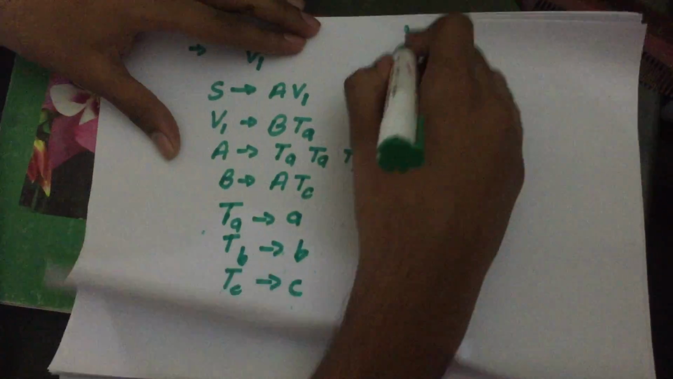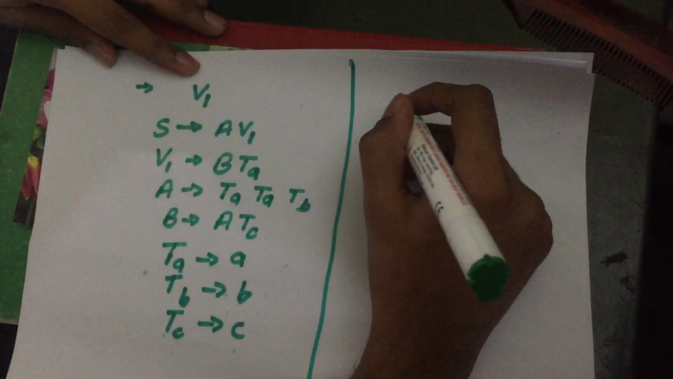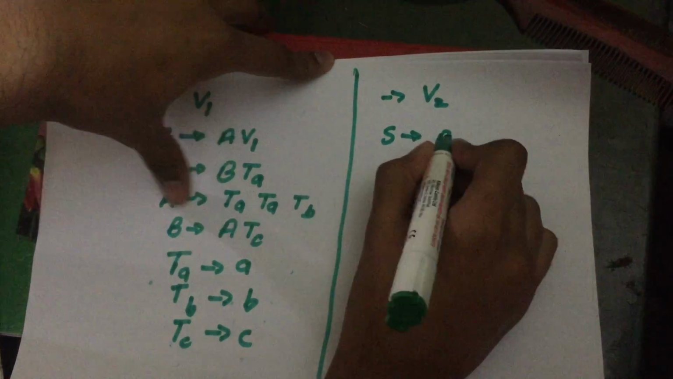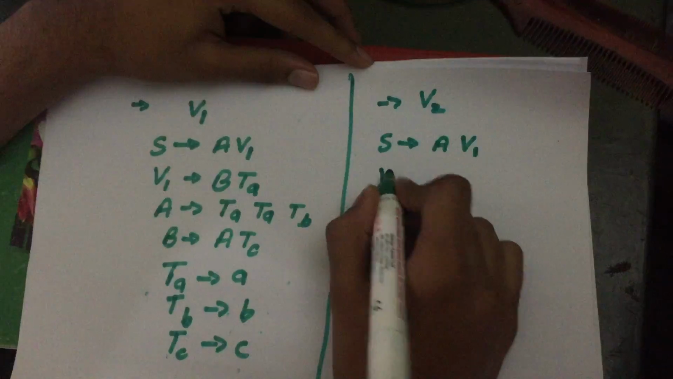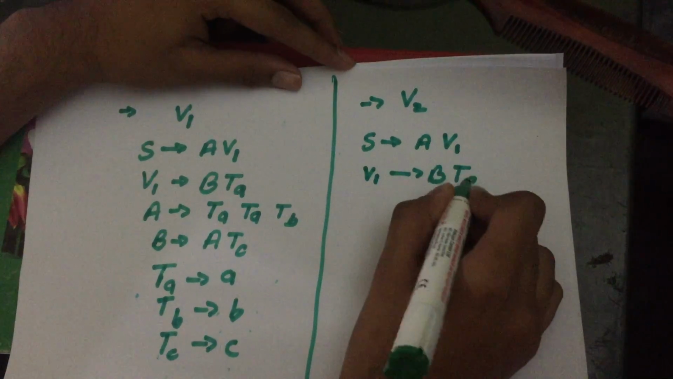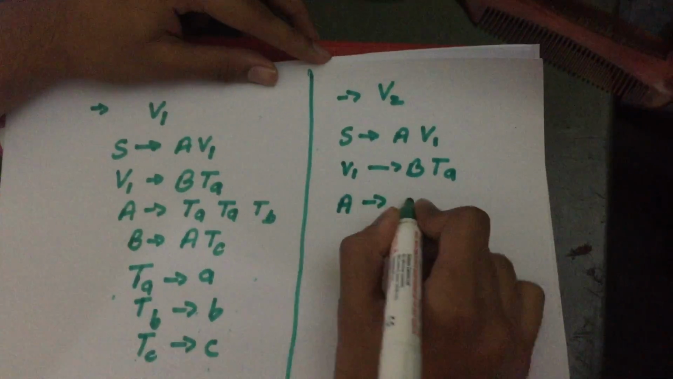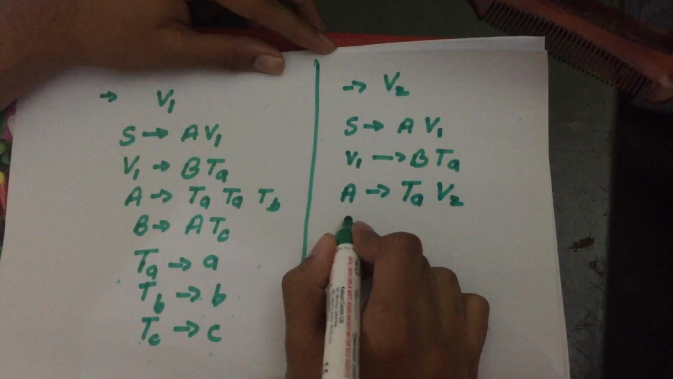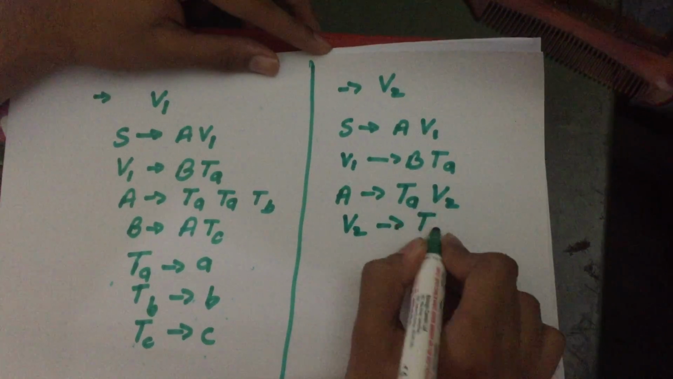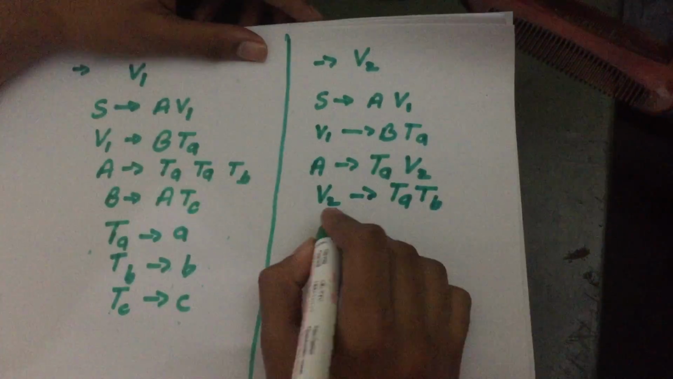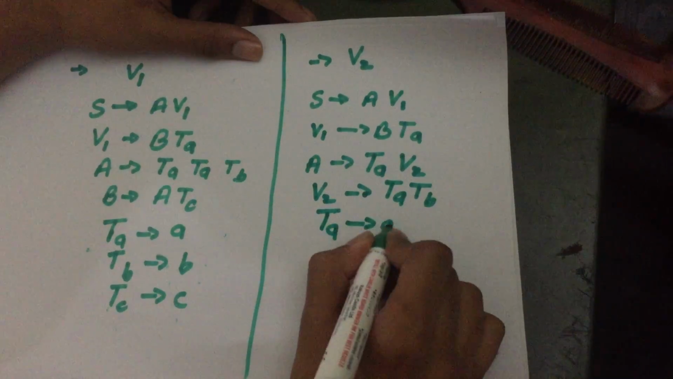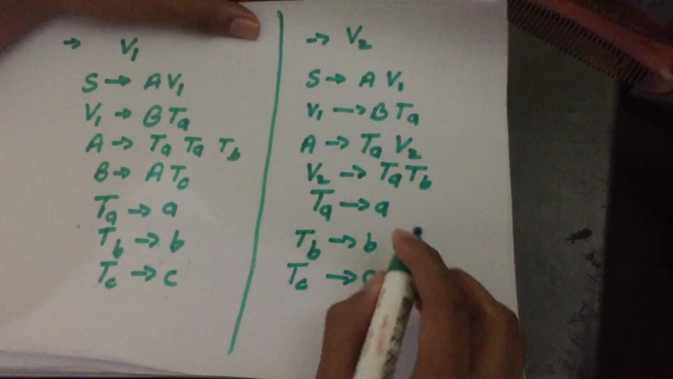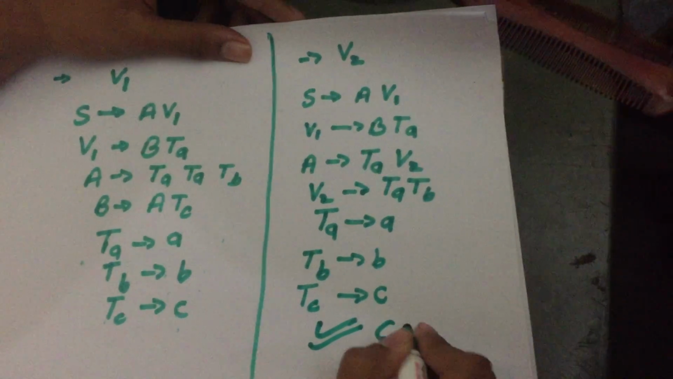Now the final step is to introduce V2 such that S remains the same, V1 remains the same. We'll change A such that A is from TA V2 and V2 is such that TA TB. The initial conditions remain the same. This is the final CNF.